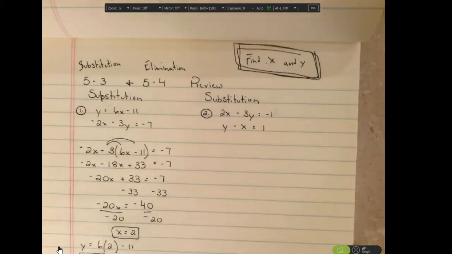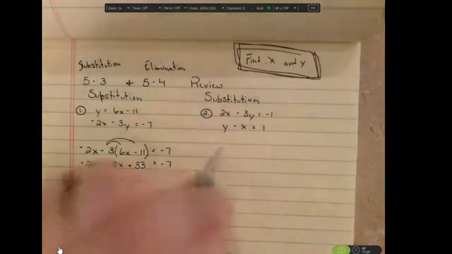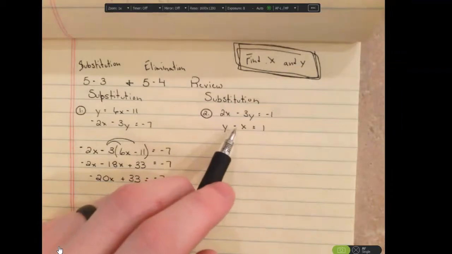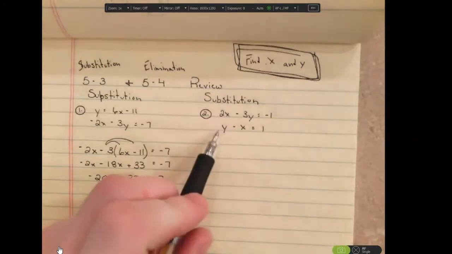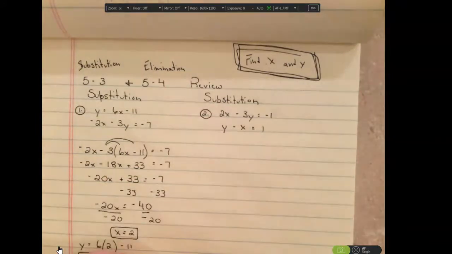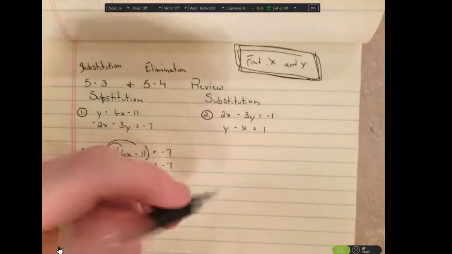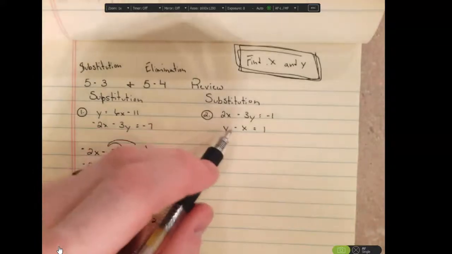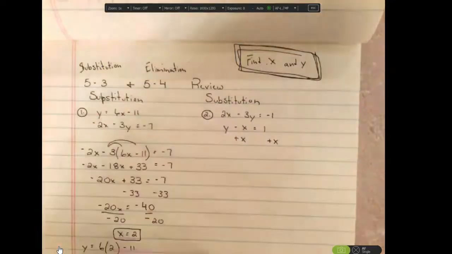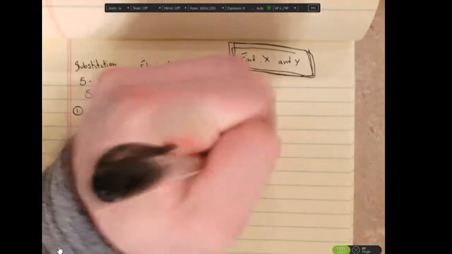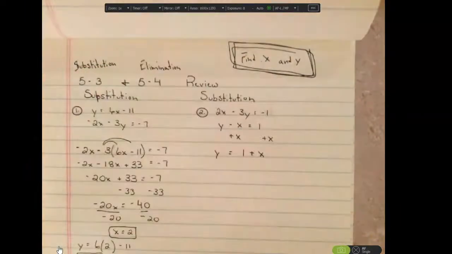All right, through substitution. Remember, we have to get a variable by itself. I told you guys last time when we did the videos on these, pick a variable that does not have a number in front of it. It'll be a lot easier to get that one by itself. Notice this y and this x by themselves. So we need to move one of these to the other side. I'm going to get y by itself. I'm going to add x to the other side. So if I add x to the other side, I get y equals 1 plus x.